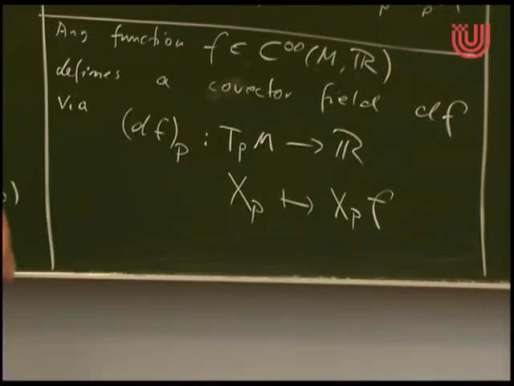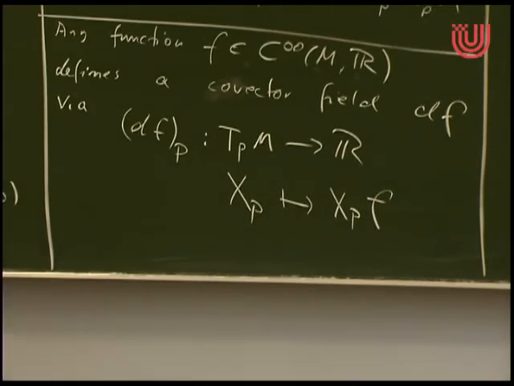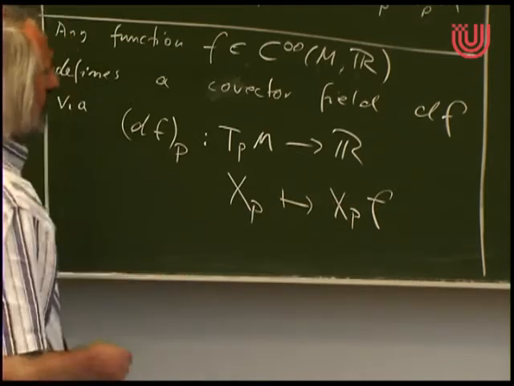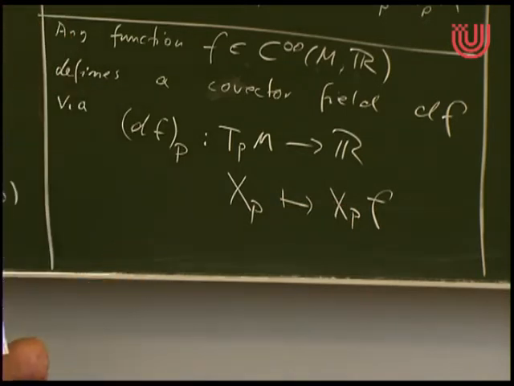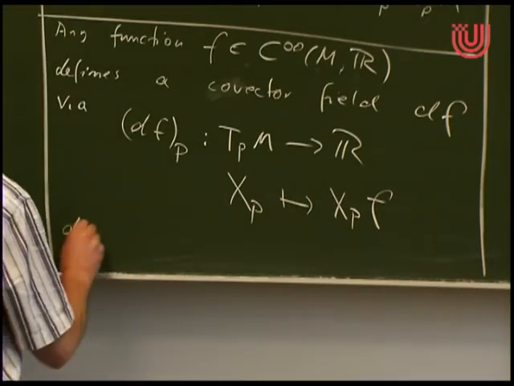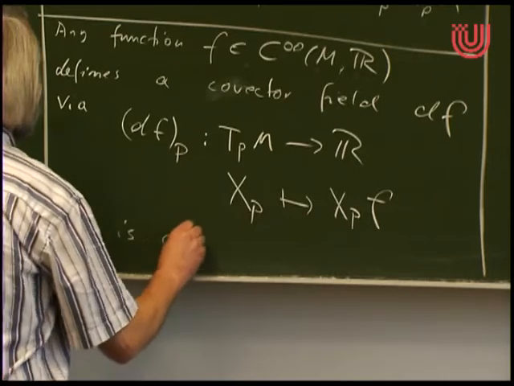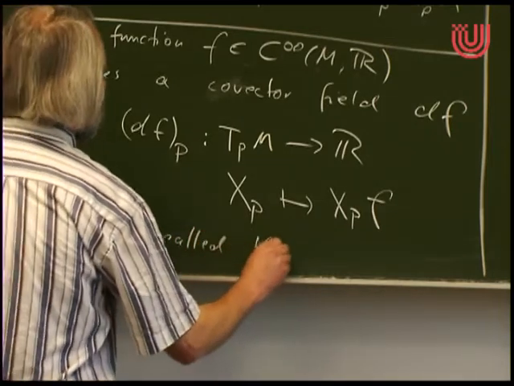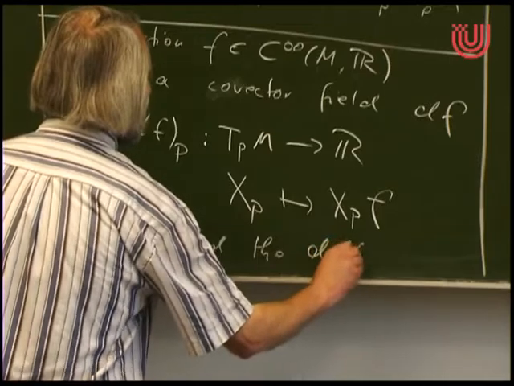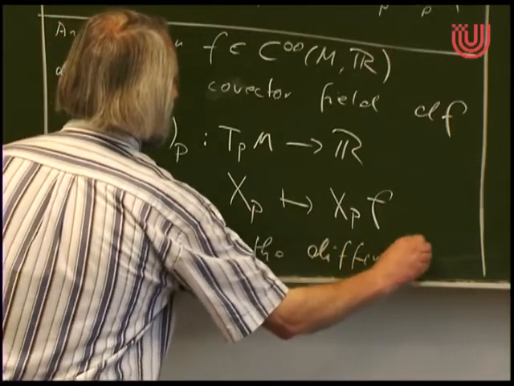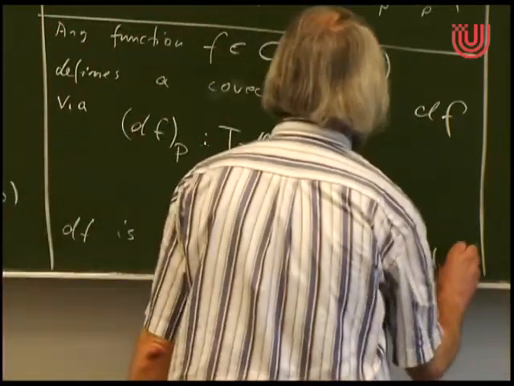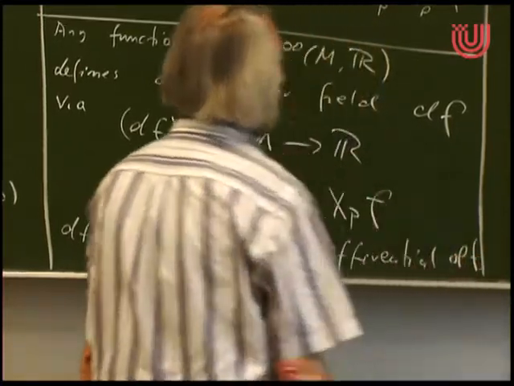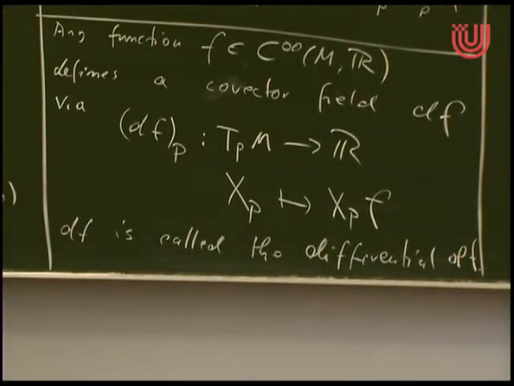It's a well-defined object. It's defined by applying vector fields, in the usual way, in the sense of a derivative, to my function f. So we define the covector field here, and df is called the differential of f. Hope we can read this.